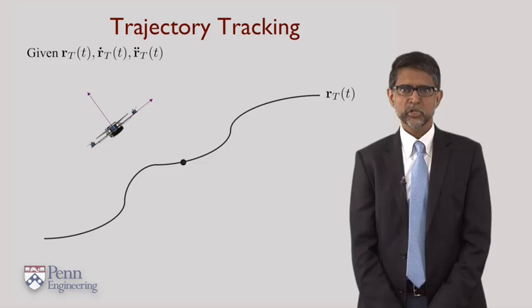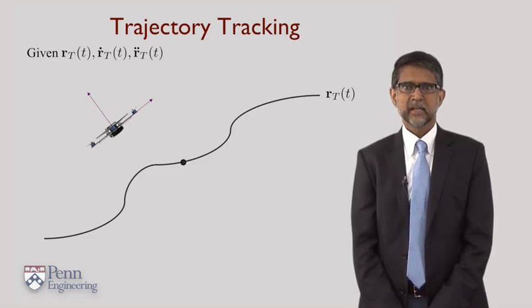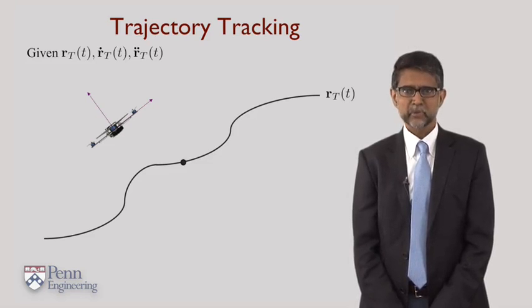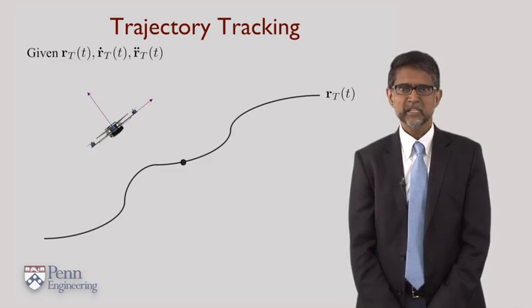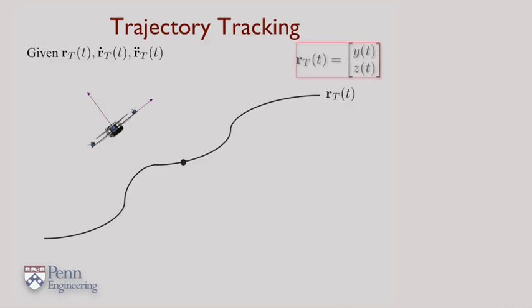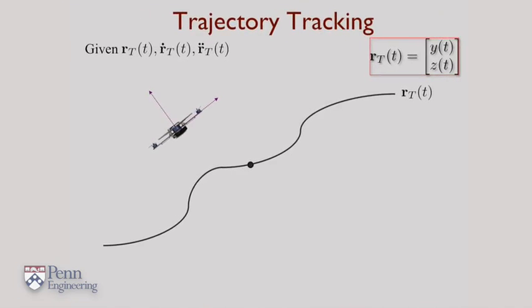Let's now look at the control problem. Imagine a planar quadrotor trying to follow a specified trajectory r sub t. R sub t denotes a position vector. The fact that it's changing in time is denoted by the function r sub t as a function of t on the top right. Of course, this means that y and z are both changing as functions of time. Let's also assume that this function is differentiable. We can calculate the velocity and differentiate it again to calculate the acceleration.